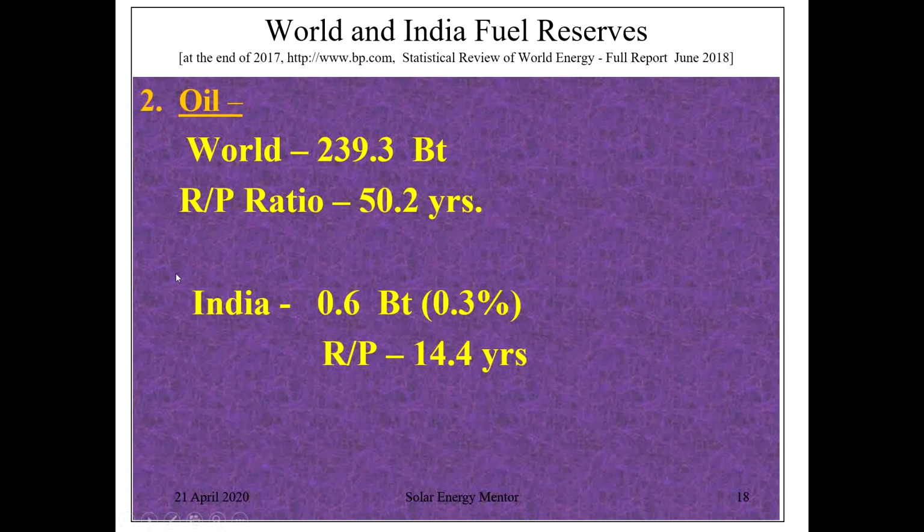As far as the Indian scenario is concerned, we have a meager reserve of oil, which is 0.6 billion tons, 0.3% of the world reserves. So India has 0.3% of the world reserves. Our R by P ratio is 14.4 years. So another 15 years we will not be producing any oil.